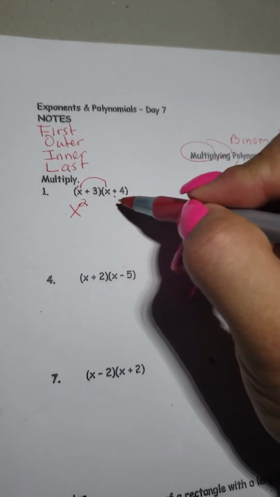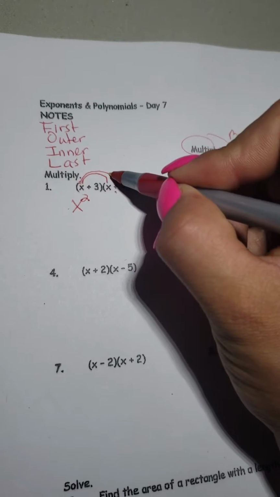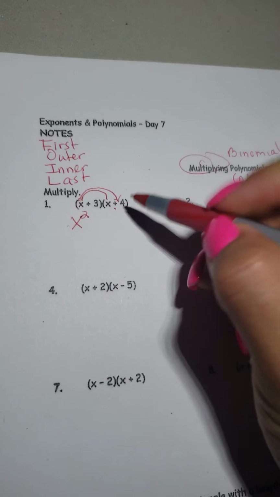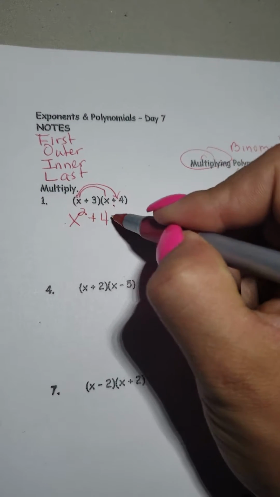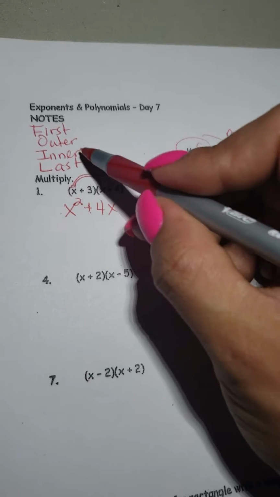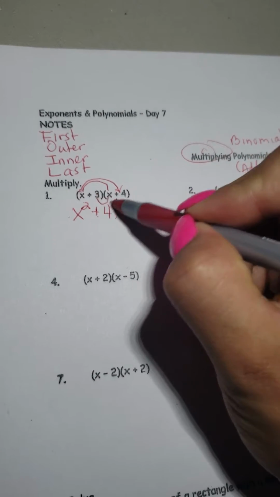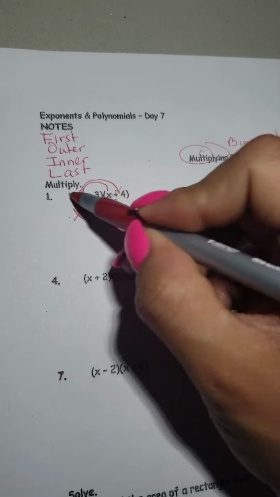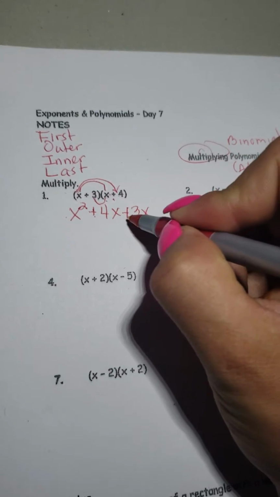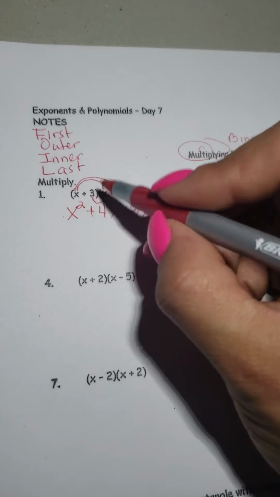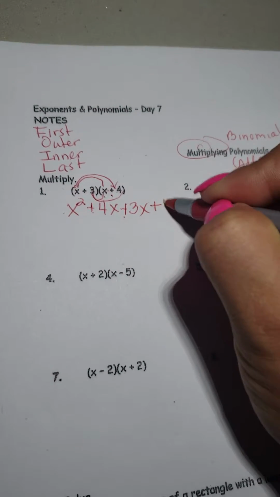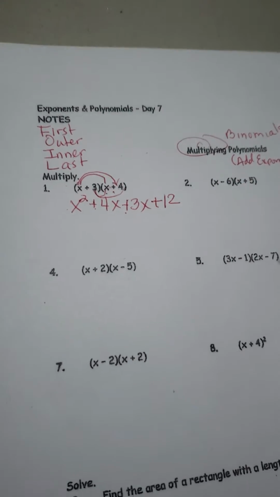Then outer means that I look at the parentheses and I multiply the ones that are on the outside of both sets. So this is on the outside, this is on the outside. X times 4, 4x. And since it's positive, you have to put a plus 4x. Then we move on to the inner. These two are both inside, right? Inside, because these two would be outer. So these are inner. 3 times x, 3x, and it's positive, so put plus 3x. And then last would be the last number on both sets of parentheses. 3 times 4 is 12, and it's a positive 12, so you put plus 12.